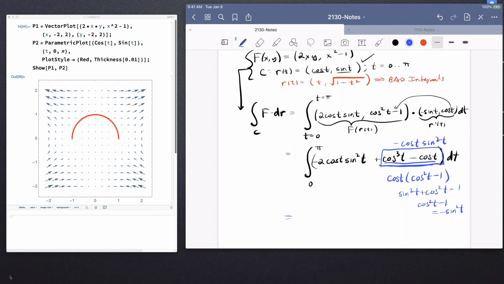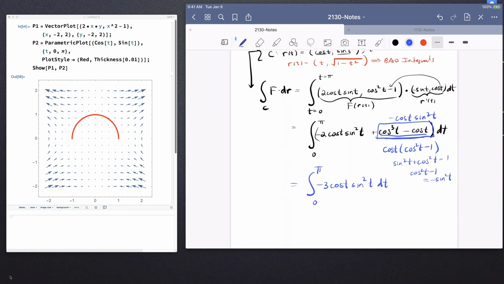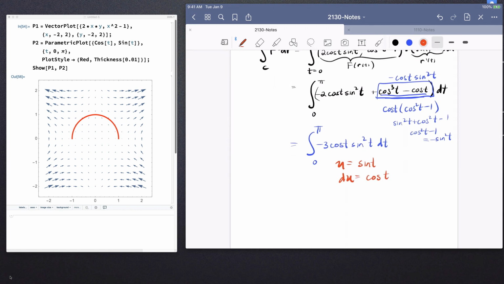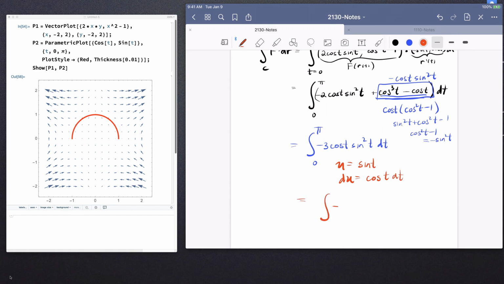Which means that we have 3 of these cosine of t sine squared of t terms. Okay, so this problem simplifies quite nicely, and now we are down to a u substitution integral where u is equal to sine of t, so du, derivative of sine, is cosine of t dt, and so that leads us to the integral of minus 3 u squared du.